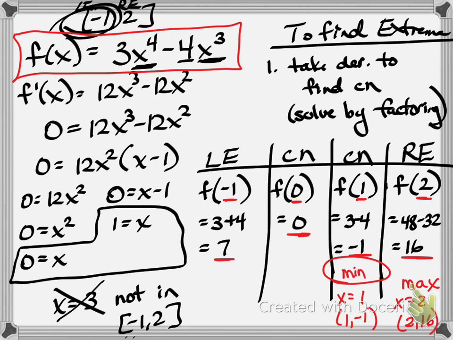So they're kind of nice. I kind of left off my steps, didn't I? So step 1, take the derivative to find the critical numbers.